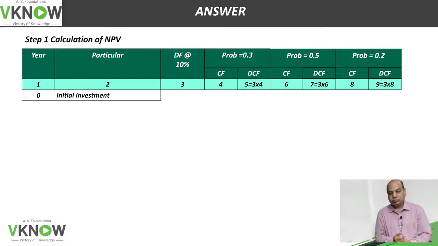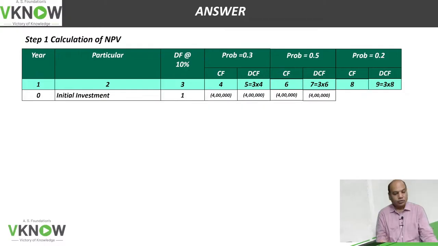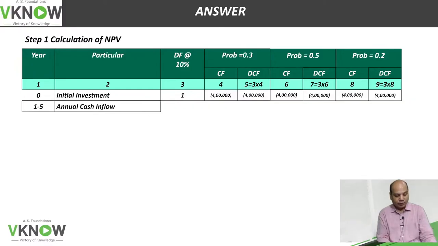Year 0, initial investment. In first case it will be 4 lakh. Present value will be 4 lakh. Second case also 4 lakh. Initial investment is same, 4 lakh rupees each. Years 1-5, annual cash flow. Present value is 3.791.